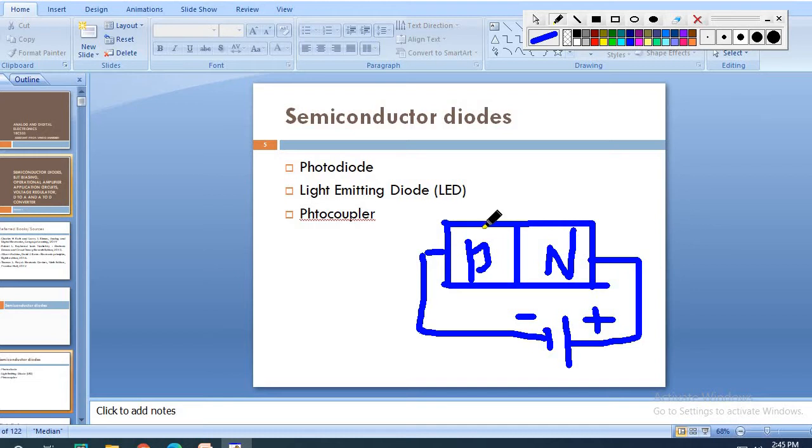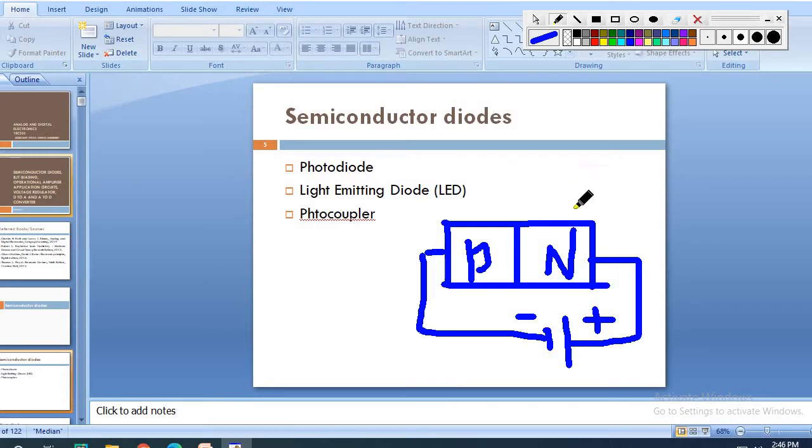Let me clear this point. Majority carriers in the P type are holes, and majority carriers in the N type are electrons. Minority carriers in the P type are what exactly? Electrons, and in the N type, holes.